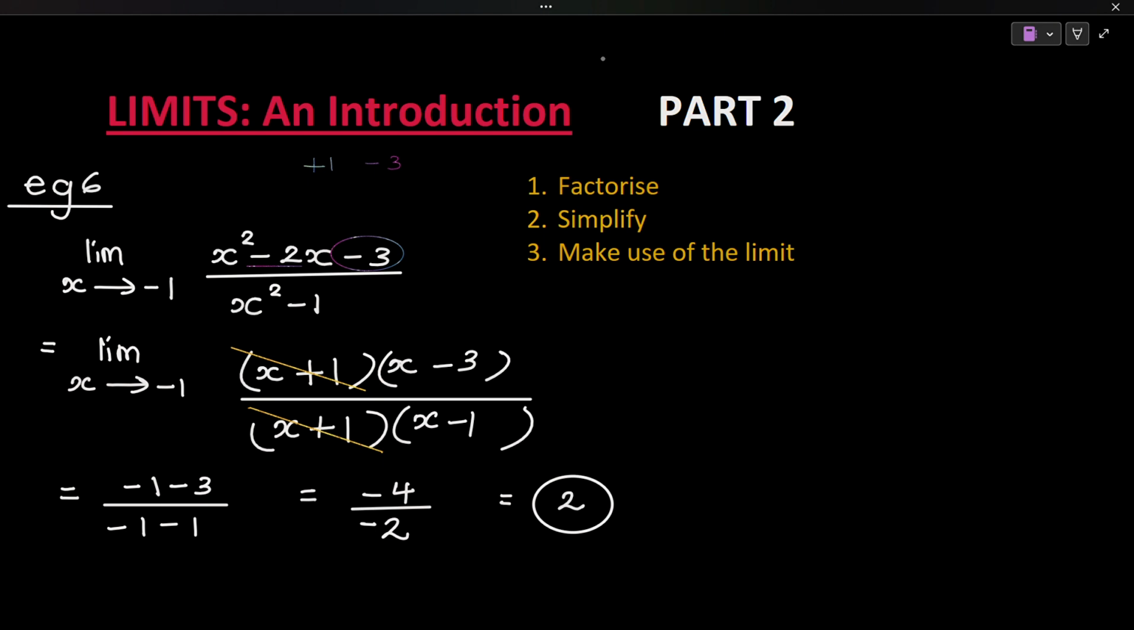So this tells us that for the function x squared minus 2x minus 3 all over x squared minus 1, as the x values approach negative 1, meaning as they get closer and closer to negative 1, the y values approach positive 2. So the y values get closer and closer to positive 2.